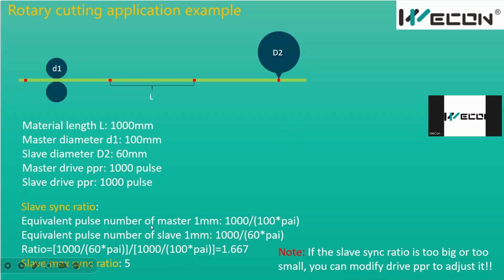Do you have any question about these two formulas? Okay, so now we can get our slave sync ratio. It's about 1.667, and it is smaller than 5. So this parameter is okay. If this parameter is bigger than 5, we need to adjust the PPR of the master, or adjust the PPR of the slave, to make sure the ratio is smaller than 5.